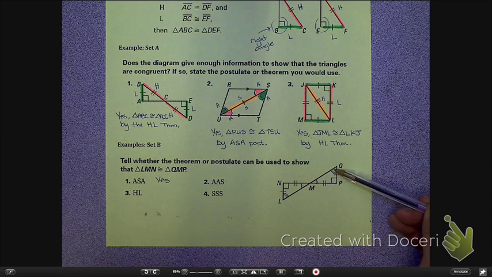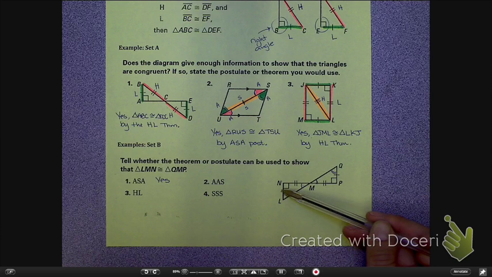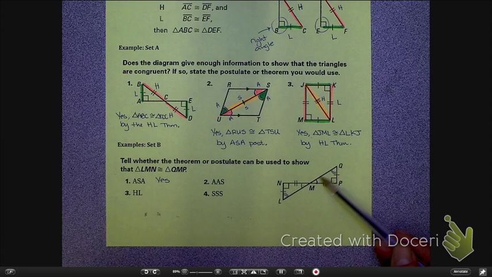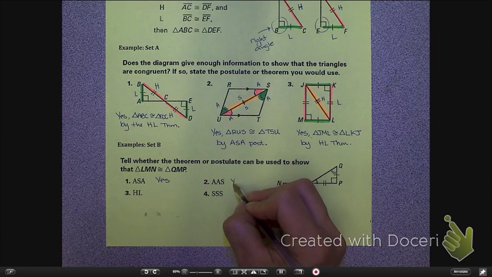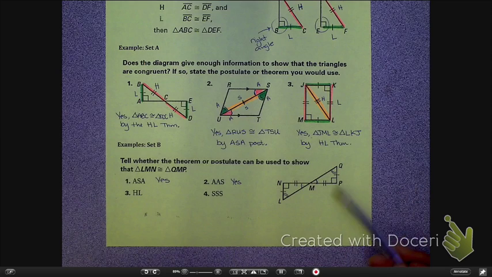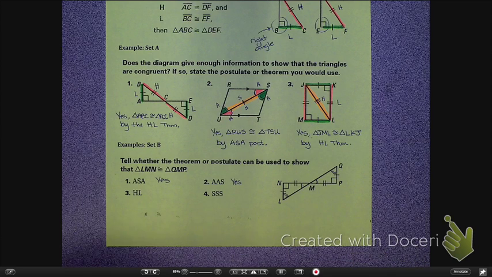So now maybe can I show angle, angle, side? Angle, angle, side. I could also go around this way. Angle, angle, side. So this one would be a yes. And that's because I use the third angle theorem here. If two angles of the triangle are congruent to two angles of the other triangle, then their third angle has to be congruent. Okay, let's look at number 3, hypotenuse leg.